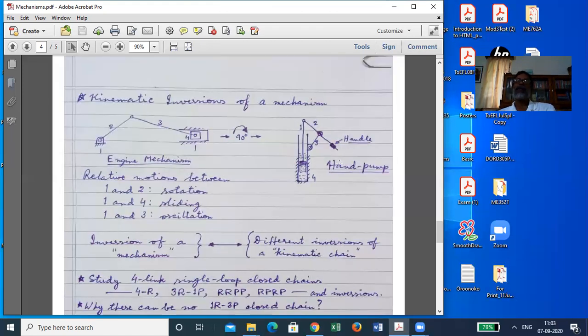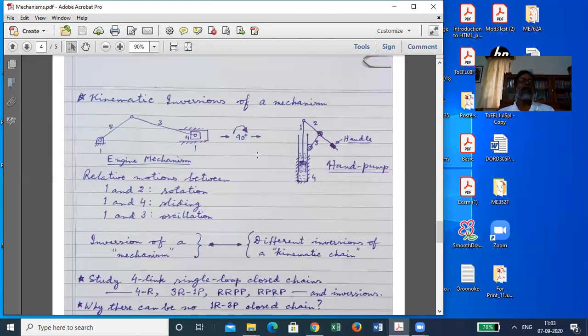Now this has become a hand pump with a different purpose. You see, you put the handle, lift it, your bucket goes down, then get the handle back, and the bucket full of water comes in, right? So this is one mechanism for one purpose. Of course, on the way, link 3 has become a little shorter, but that is a matter of detail.